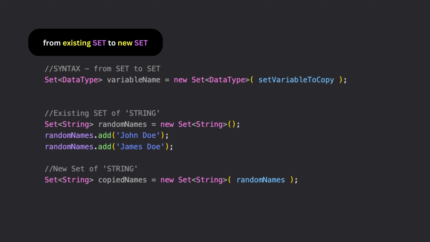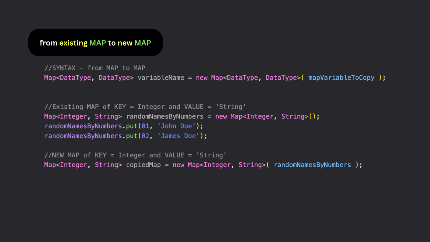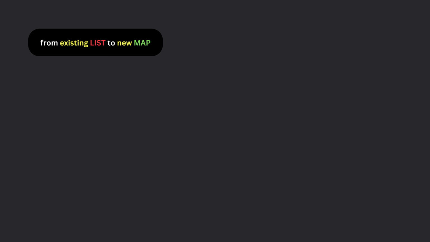Set to set is straightforward, as it's the same data type. We just pass the set to a set, no loss of data. Likewise, copying values from a map to a new map is no different. Just pass the map variable within the parentheses. Last but not the least, passing a list to a map.